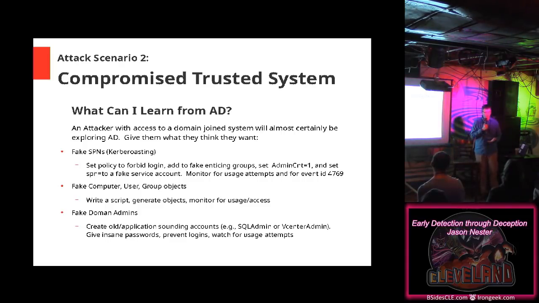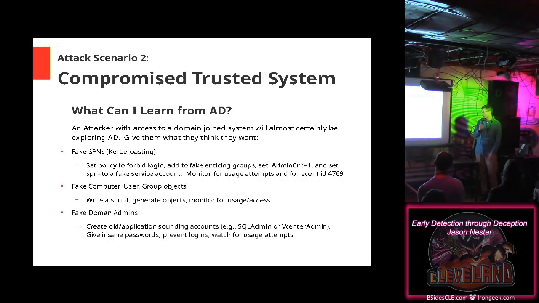Fake SPNs for Kerberoasting. Go ahead and create some. Forbid them from logging in. Give them an enticing username. I like "my SQL Server" as an easy one to go with because that's very common. Set the admin count to 1 and start searching for event IDs of them being used. If you have an MSSP, make sure that they know you're doing this too and let them know that this is one of those times you call me at 3 a.m. I want to know if you see these alerts.